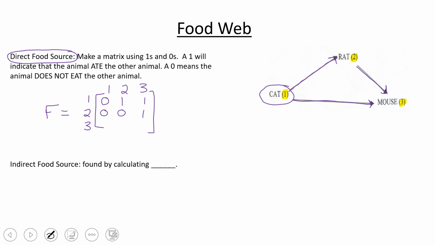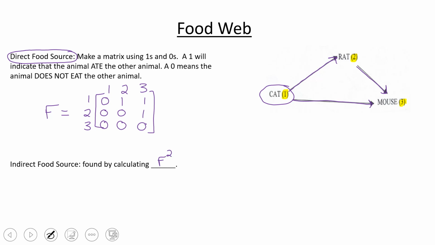And then we have the mouse. Does the mouse eat the cat? No. Does the mouse eat the rat? No. Does the mouse eat another mouse? No. So right there's the direct food source. Now the indirect food source, which once we calculate it, we'll talk about what it means. It's actually pretty interesting. You are going to find that by F squared.